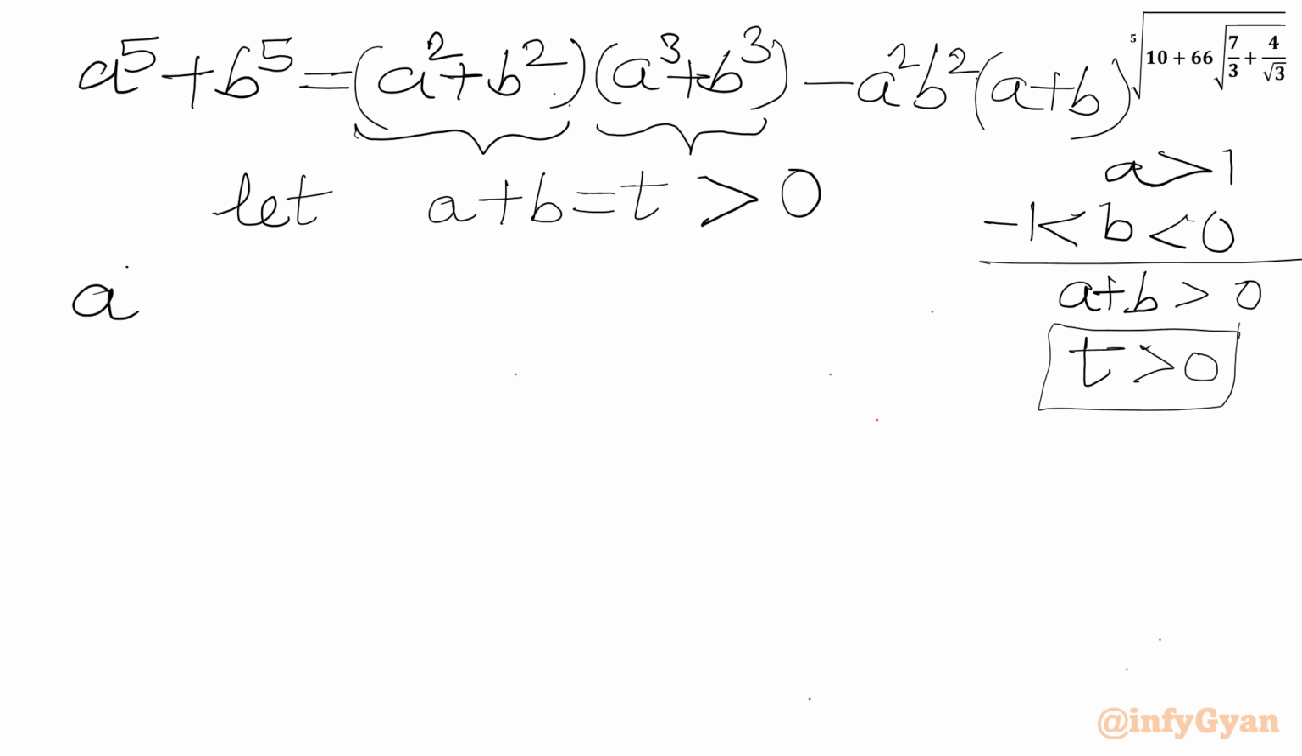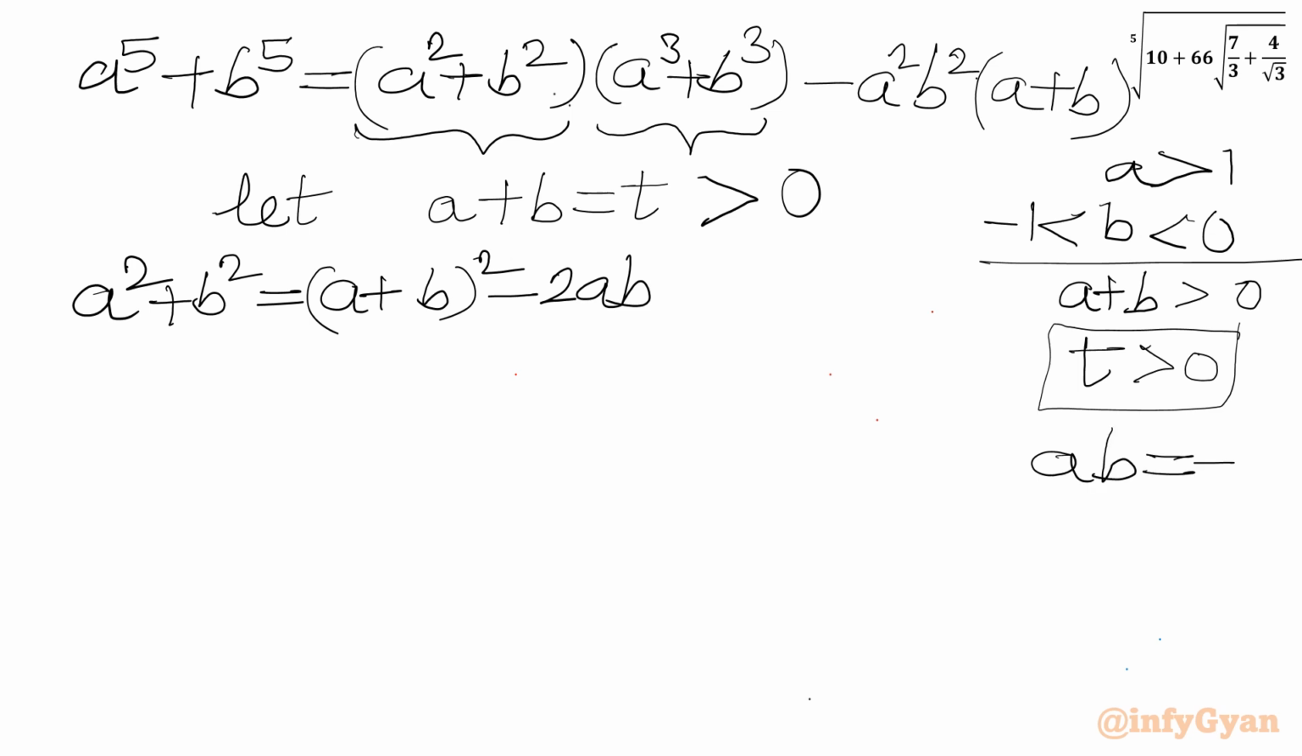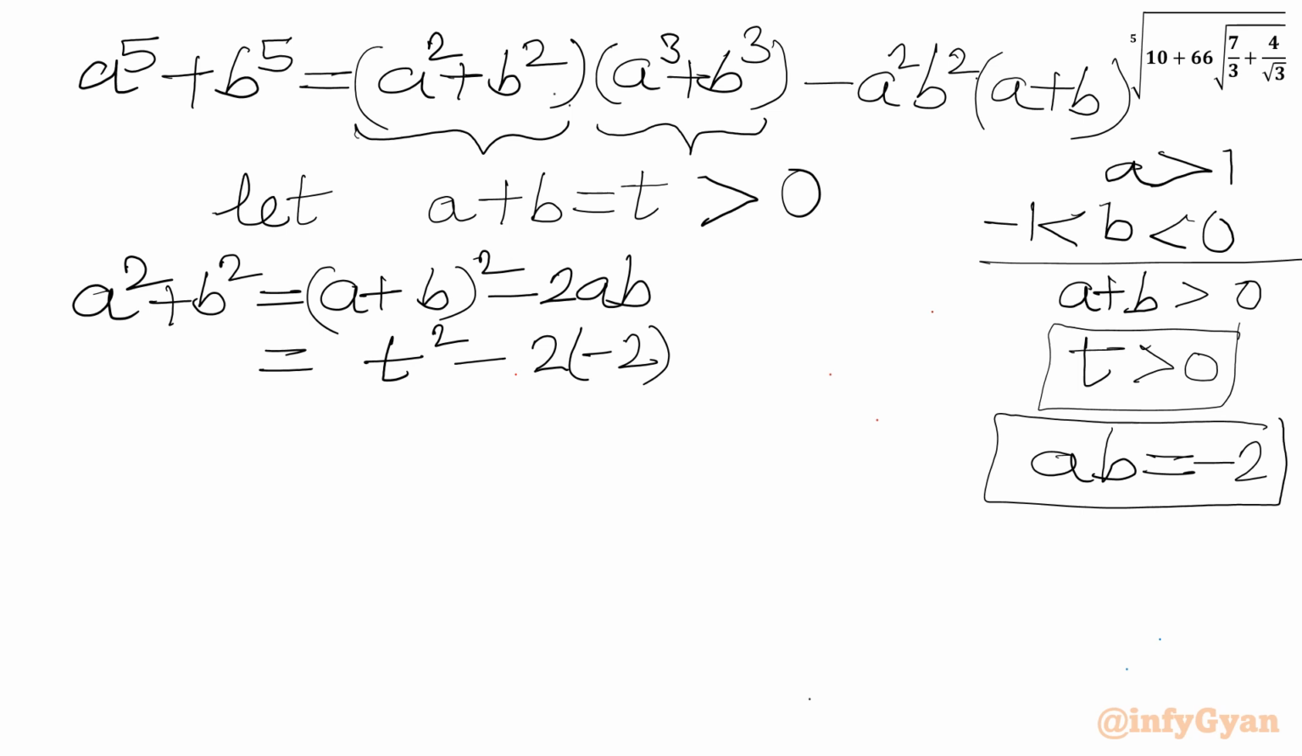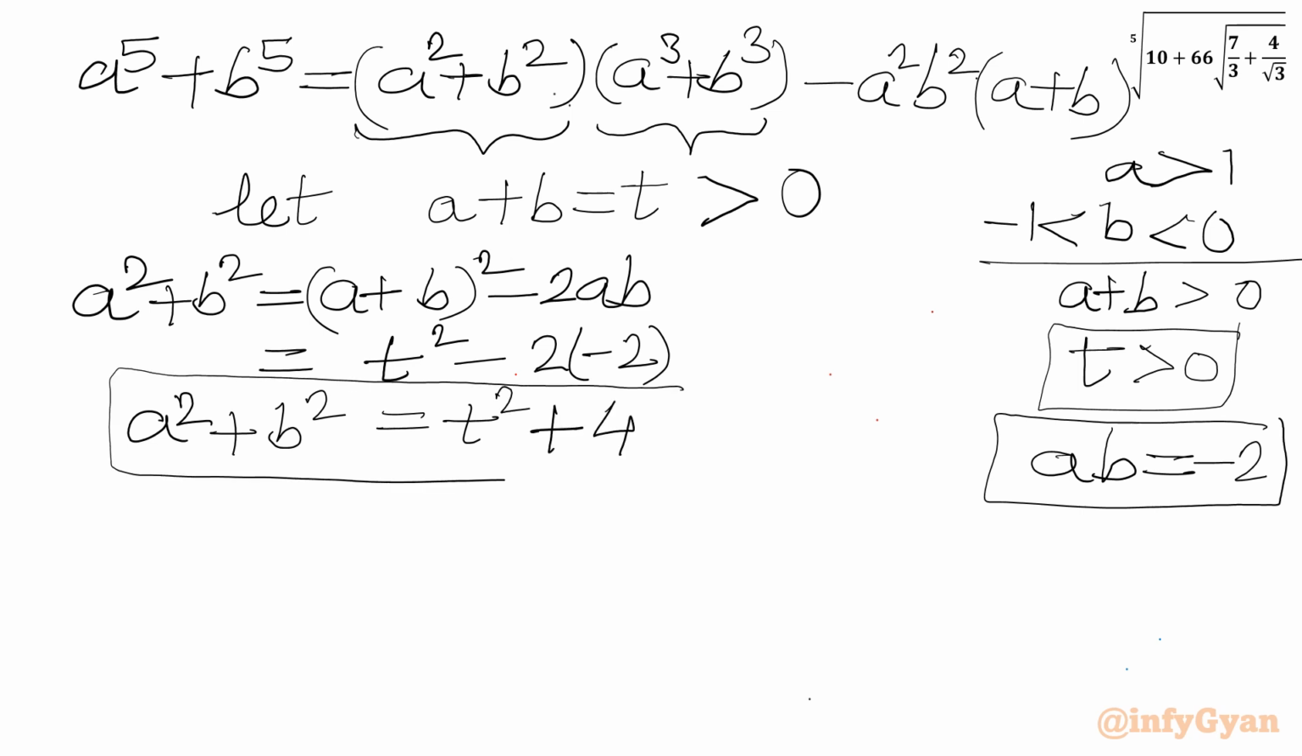Now I will write two identities: a square plus b square is equal to (a plus b) whole square minus 2ab. From equation 2, ab was negative 2. So I can write here t square minus 2 times negative 2. So a square plus b square will be equal to t square plus 4, which we will apply here.